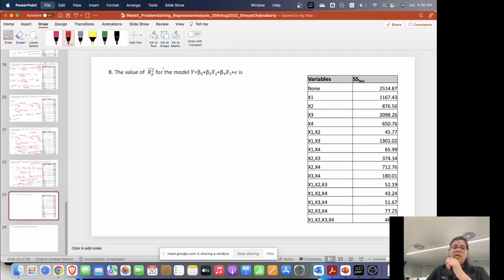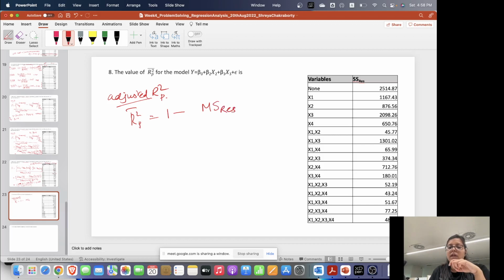So here we have been asked to calculate the R squared P bar, that is nothing but the adjusted R square. So the formula for adjusted R square is 1 minus, R square was sum of squares and adjusted R square is nothing but mean sum of squares, so MS residual P by MS total.